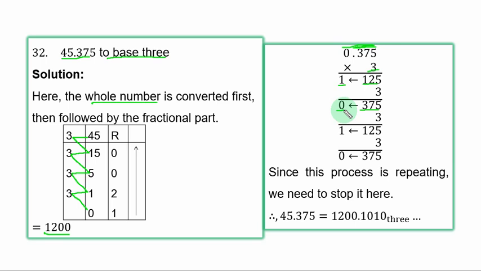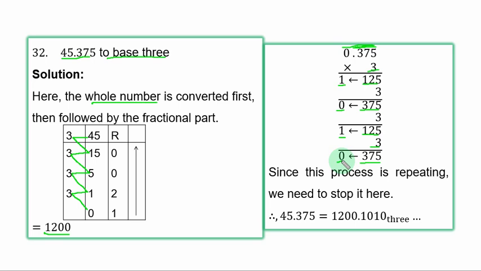If you multiply 375 by 3, you have 125, remainder 1. If you multiply 125 by 3, you have 375, remainder 0. Here you will observe that the process is repeating. You can see from 375 to 125, back to 375, back to 125.